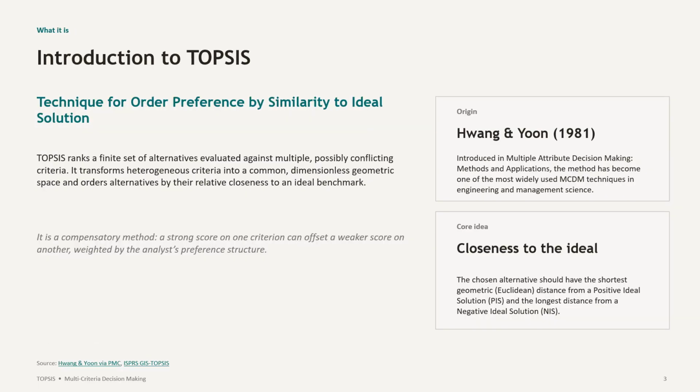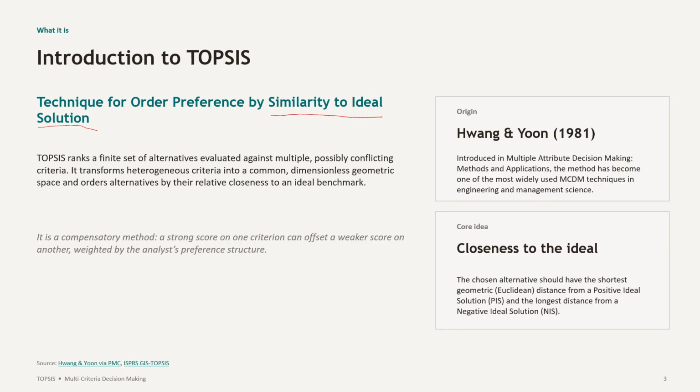So the full name I have already discussed: Technique for Order Preference by Similarity to Ideal Solutions. This is very important, similarity to ideal solutions, both in the positive direction and also in the negative direction. Basically, TOPSIS is a compensatory method: a strong score on one criterion can offset a weaker score on another, weighted by the analyst's preference structure.